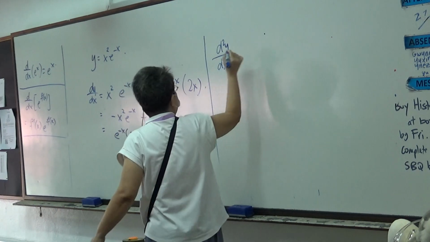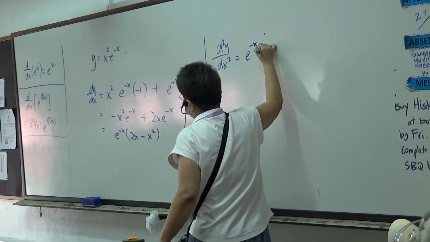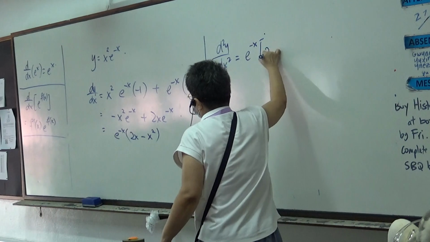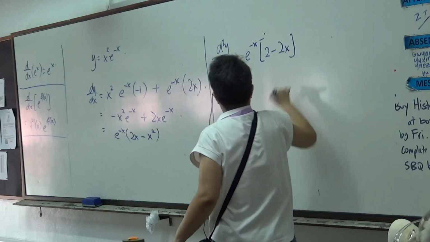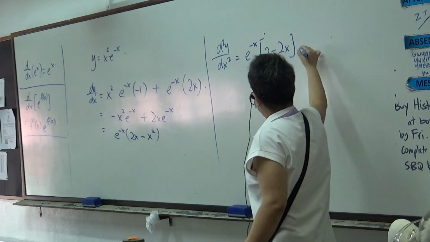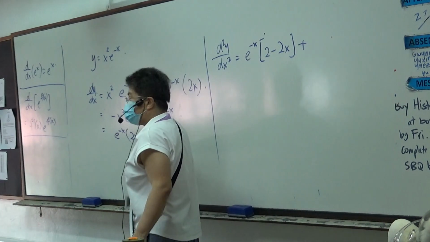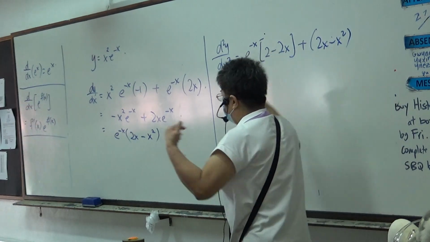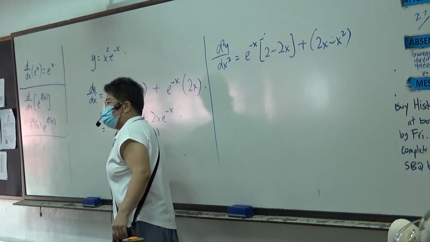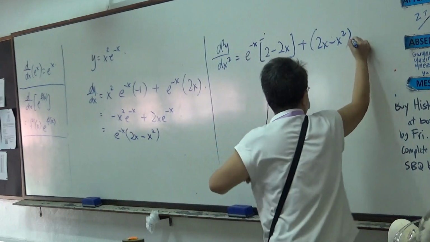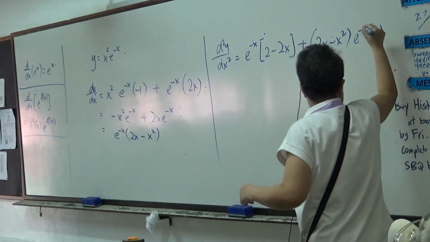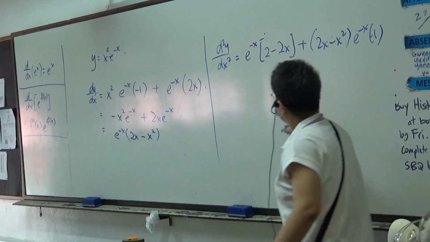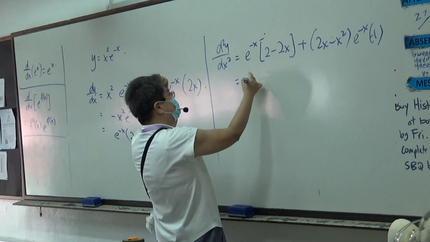You fix this guy, so e^(-x). Differentiate this one, it becomes what? 2 minus 2x, right? Plus, fix this guy, right? 2x minus x squared. Differentiate this guy, it is actually e^(-x) times -1. Correct, class? Okay, so what do I get here?